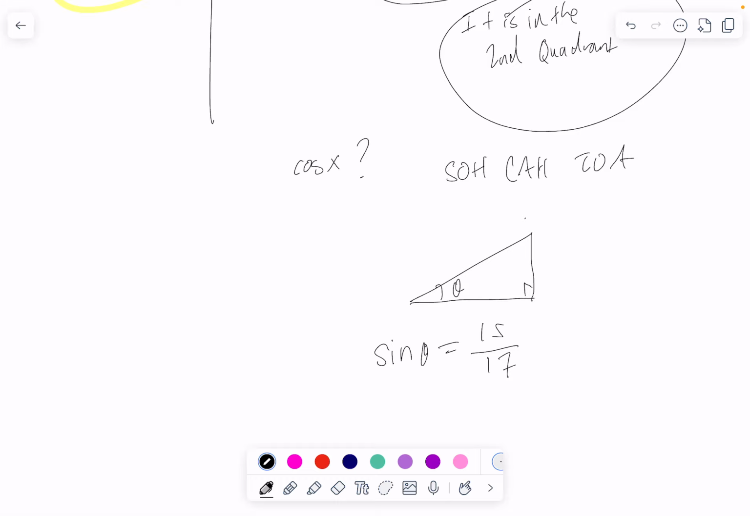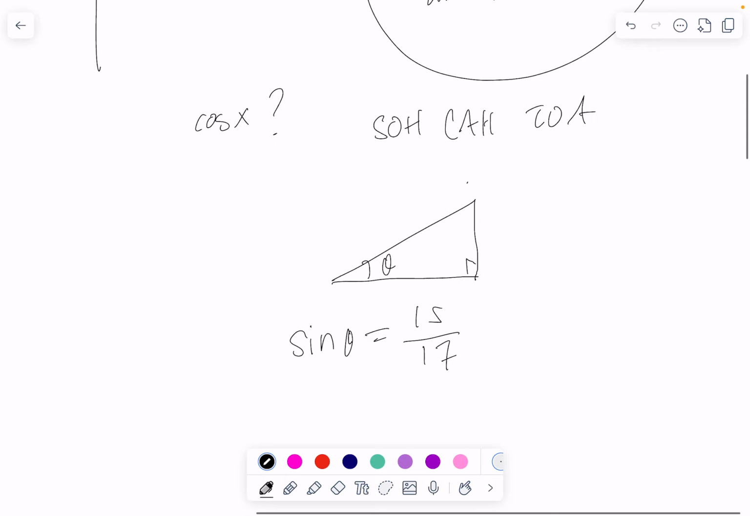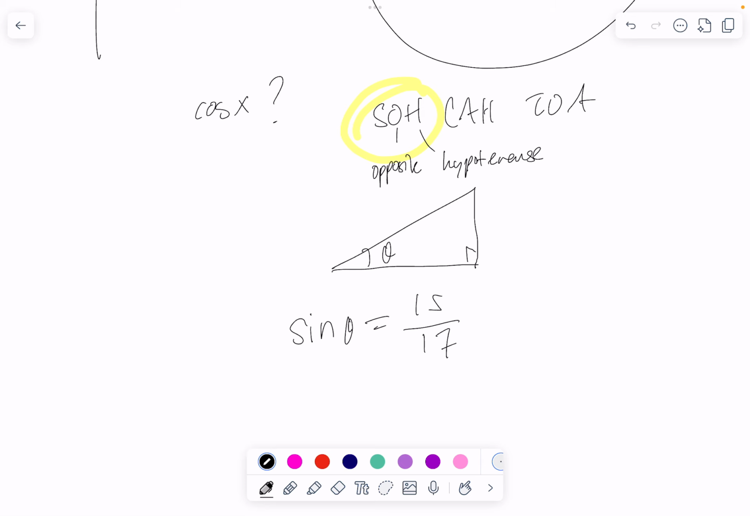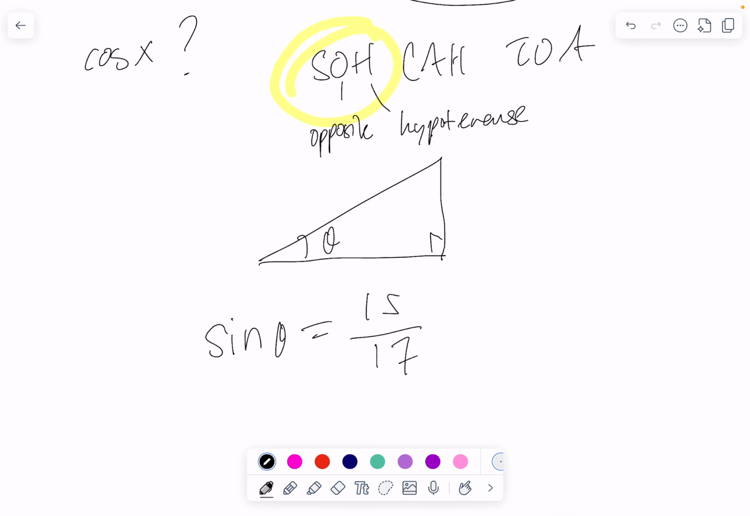Okay, so what can we know from this? Sine of theta is equal to 15 over 17. Well, with SOHCAHTOA, we know that this is opposite, this is hypotenuse, right? I don't think I spelled that right, and I don't care. So we know that this is equal to opposite over hypotenuse. Now which one is the opposite of theta? It'd be this one. So we know that this is going to be 15, and the hypotenuse is going to be 17.